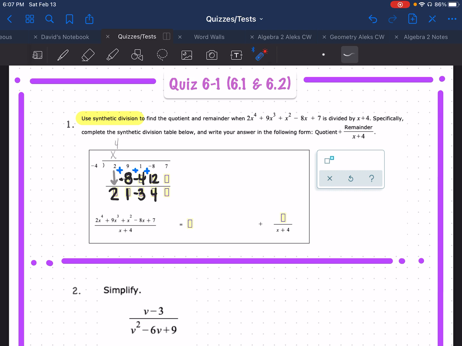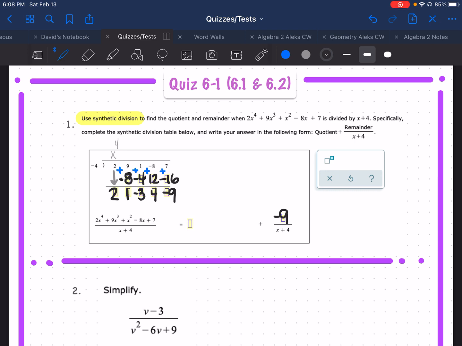And I'm going to multiply one more time because I have one more blank right here. -4 times positive 4 equals -16, and I'm going to put my answer right there. And I'm going to add these two together. 7 plus -16 is -9. Here is my answer. Now remember that very last number is your remainder. That very last number, the -9, is your remainder, and it will go in this box above your divisor.